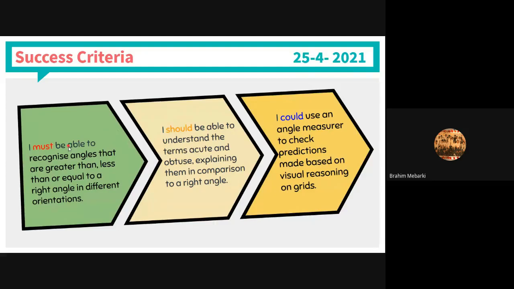I am expecting all of you to be able to recognize angles that are greater than, less than, or equal to a right angle in different orientations. I'm expecting most of you to understand the terms acute and obtuse, explaining them in comparison to a right angle. And lastly, I'm expecting some of you could use an angle measurer to check predictions made based on the visual reasoning on grids.